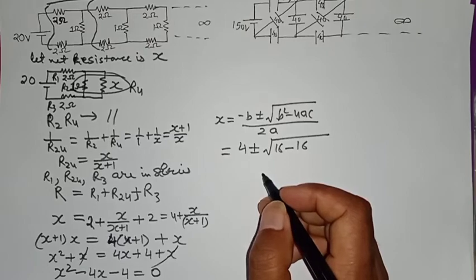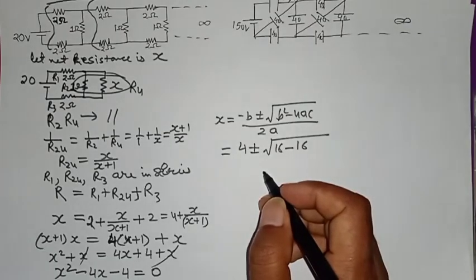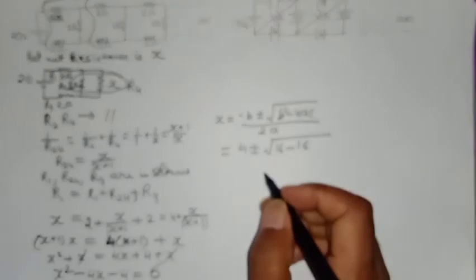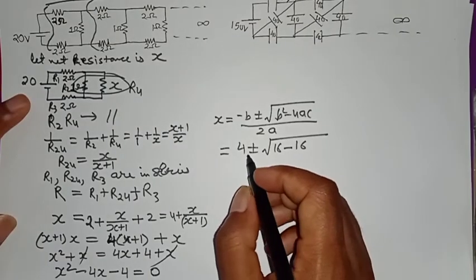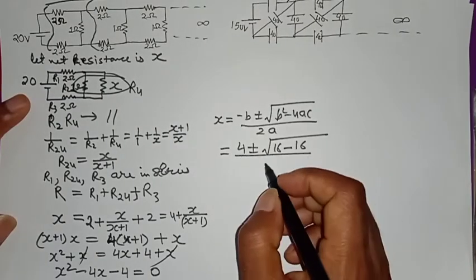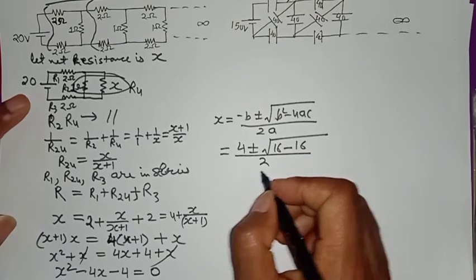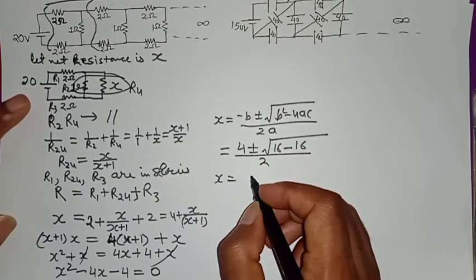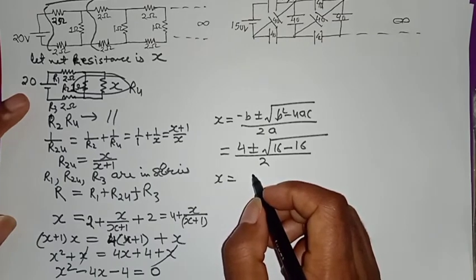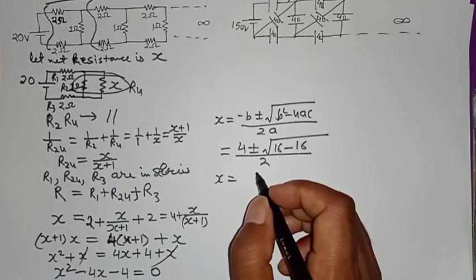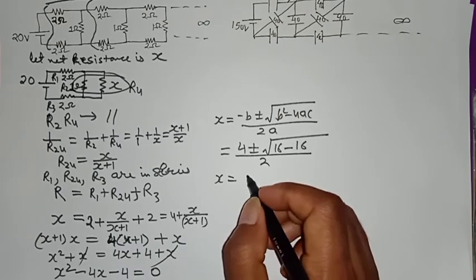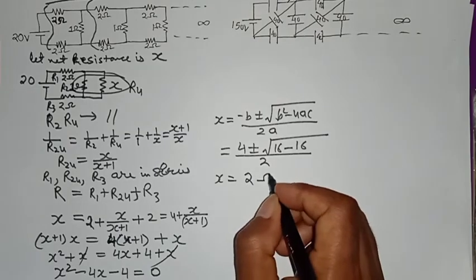That's interesting. Upon 2a. So x equal to, still I can't believe this. Whether I have done something wrong, I don't know. So the answer is 2 ohm.